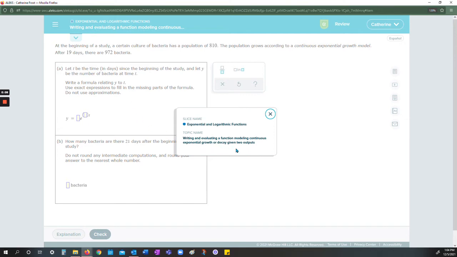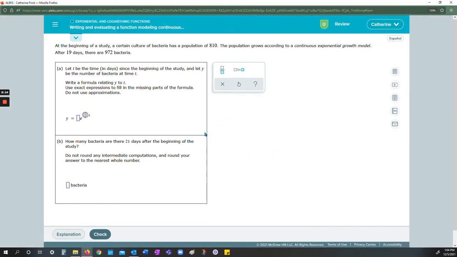Writing and evaluating a function modeling continuous exponential growth or decay given two outputs. So we've got, at the beginning of a study, a certain culture of bacteria has a population of 810. The population grows according to a continuous exponential growth model. After 19 days, there are 972 bacteria.